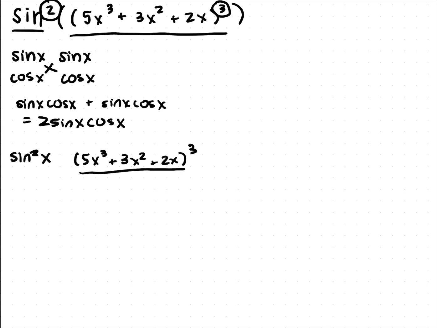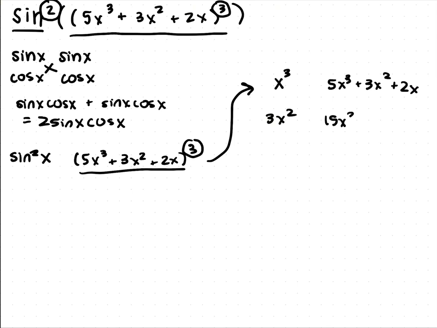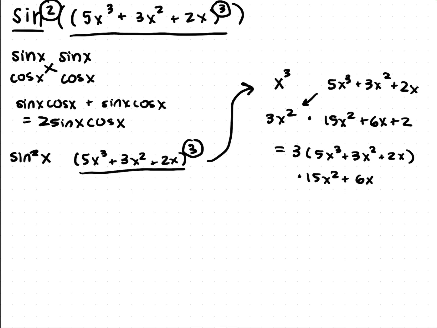So one thing you can notice is that there is another chain rule taking place. So we have two chain rules. So let's do this one first. This is going to be x cubed as our outside function, and the inside of the parentheses part as our inside function. So we're going to set up our box, and then we'll put the derivative of each function under that. And then we put g of x inside f prime of x, and we multiply it by g prime of x. So that's going to be 3 times 5x cubed plus 3x squared plus 2x squared times 15x squared plus 6x plus 2.